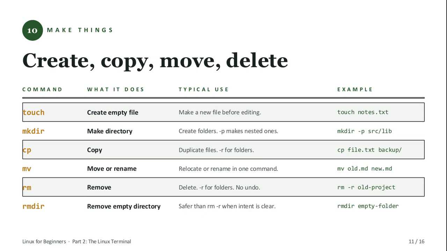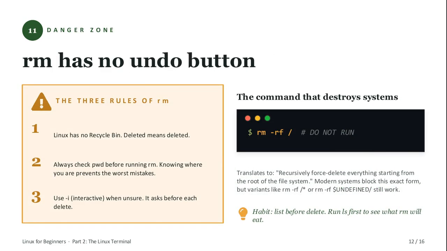When you know a folder is empty, rmdir is the safer choice, because it refuses to delete anything more than that. And since rm has no undo, it's worth pausing here for a moment. 3 habits will save you. Remember that deleted truly means gone. Always check where you are with pwd before deleting, and use the -i flag when you're unsure. It'll ask before each file.